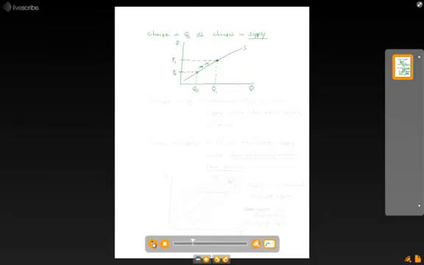So when we say there has been a change in the quantity supplied, we mean there has been a movement along a given supply curve due to a change in price.